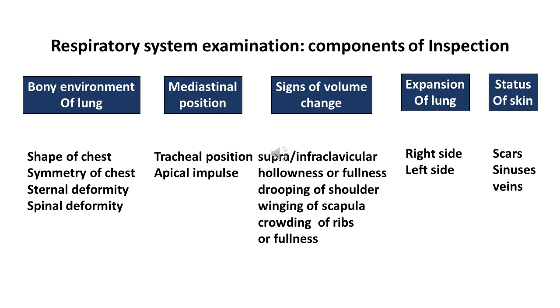Expansion of the lung should be assessed on the right as well as the left side for symmetry, followed by the skin in the end, where you look for scars, sinuses, and any dilated veins. So following this order of inspection will give you a clear understanding of the findings and help you interpret the findings in a proper sequential manner.